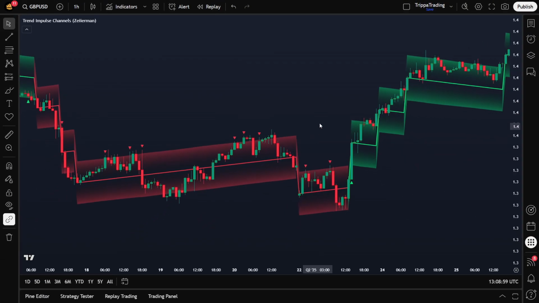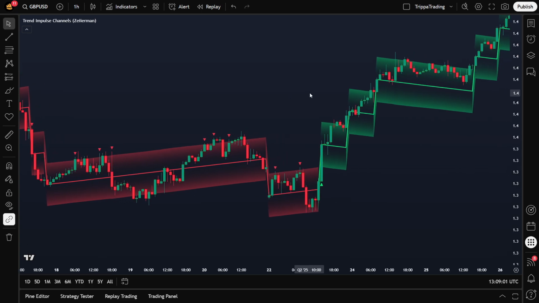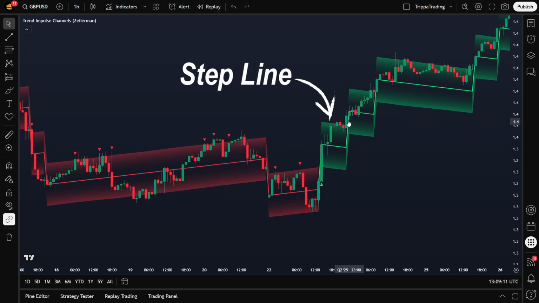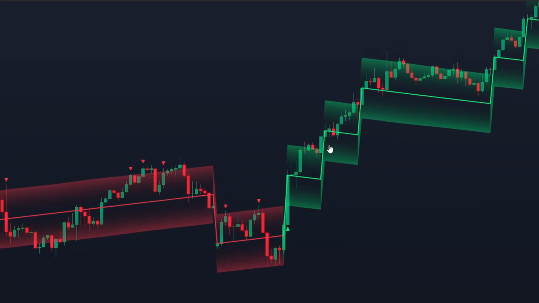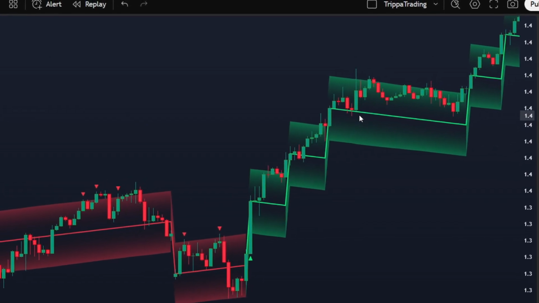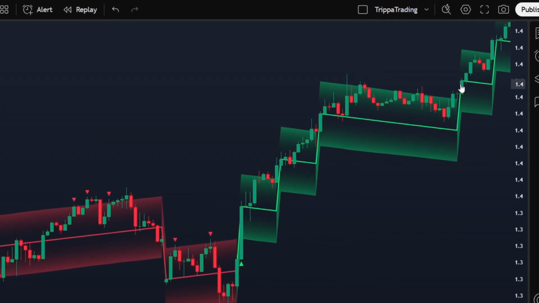Once you add it to your chart, you'll see this step-like line following price plus a channel with bands above and below. Now, let's talk about what you're actually looking at. The core of this indicator is that step line. Unlike smooth moving averages that just round everything off, this line moves in defined steps. It only changes to a new step when price moves strongly enough to actually prove it. This helps you avoid reacting to tiny, meaningless price changes.